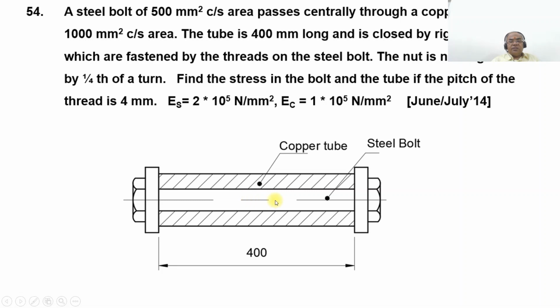So this is the steel bolt having the cross-sectional area of 500 mm square, and the copper tube is 1000 mm square. The hatched portion is the copper tube. The tube is 400 mm long and is closed by these rigid washers, which are fastened by the threads on the steel bolt. So this is the bolt we are talking about. The nut is now tightened by 1/4 of a turn. Find the stresses in the bolt and the tube. The pitch of the thread is 4 mm.